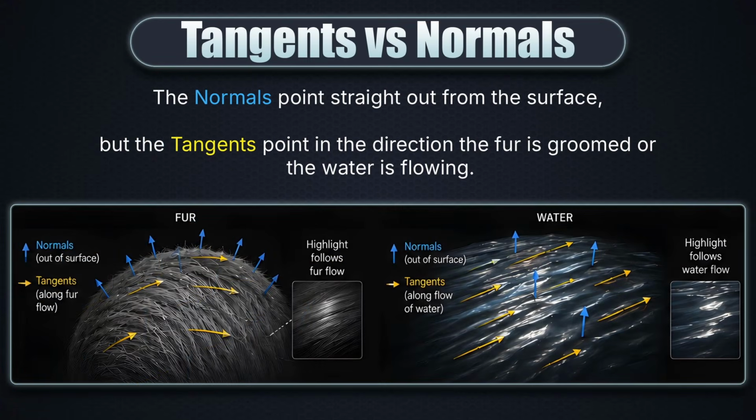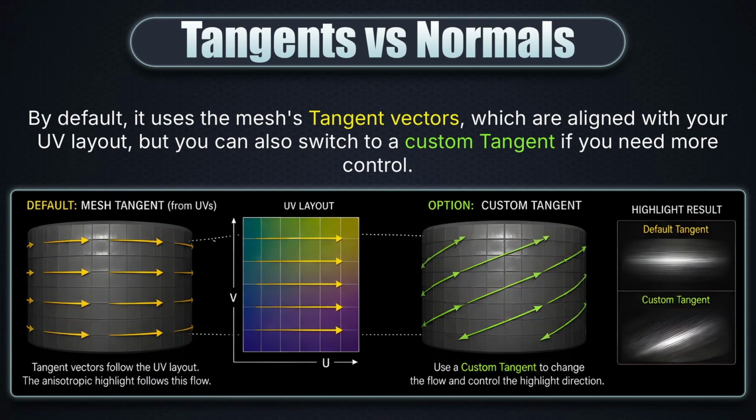Think of it like a field of fur or a stream of water. The normals point straight out from the surface, but the tangents point in the direction the fur is groomed or the water is flowing. This flow is what the anisotropic highlight follows. By default, it uses the mesh's tangent vectors, which are aligned with your UV layout, but you can also switch to a custom tangent if you need more control.